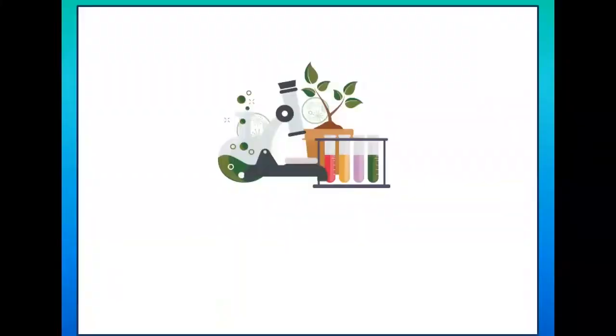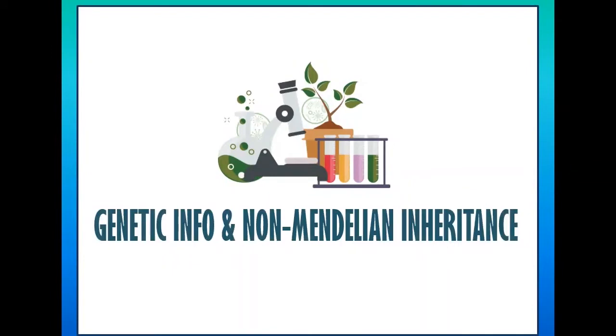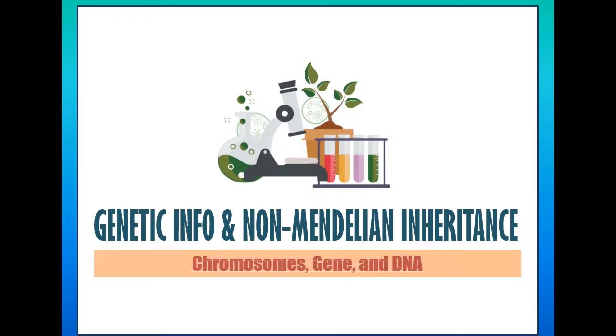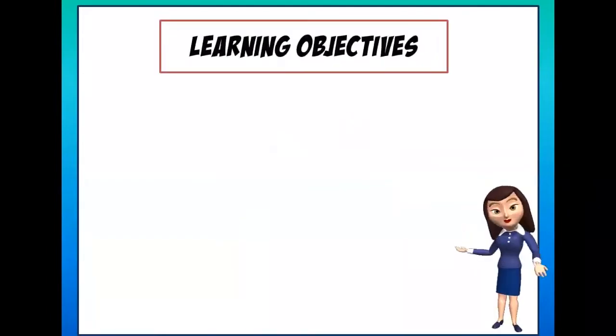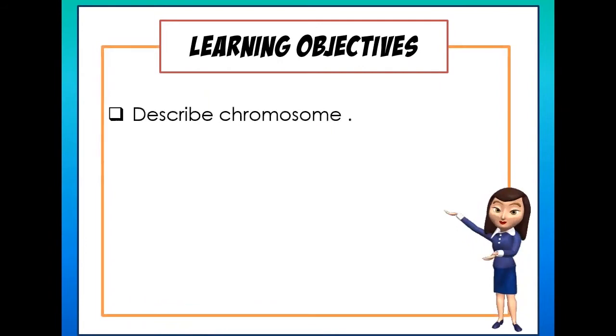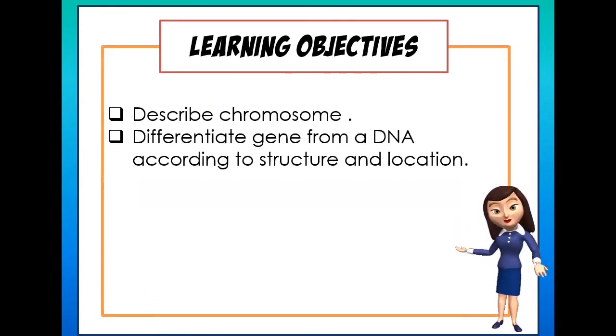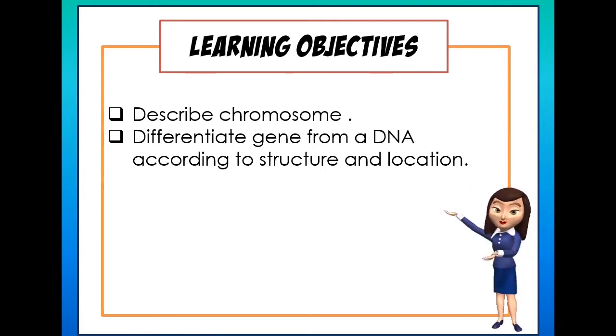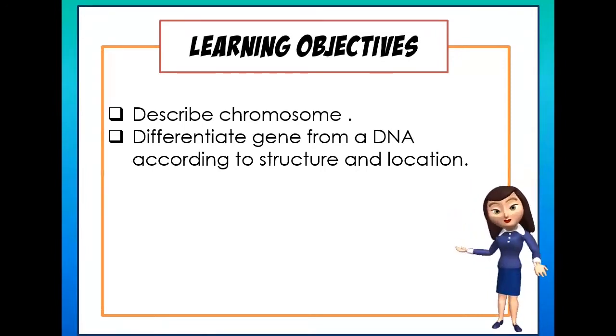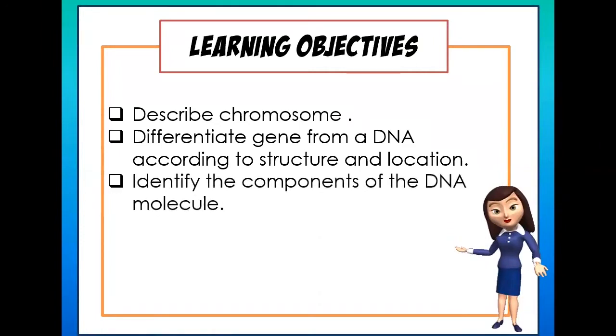Good day, class. Our topic for today is genetic information and non-Mendelian inheritance. But our focus has something to do with chromosomes, genes, and DNA. Here are the learning objectives. First, describe chromosome. Second, differentiate gene from DNA according to structure and location. And lastly, identify the components of the DNA molecule.